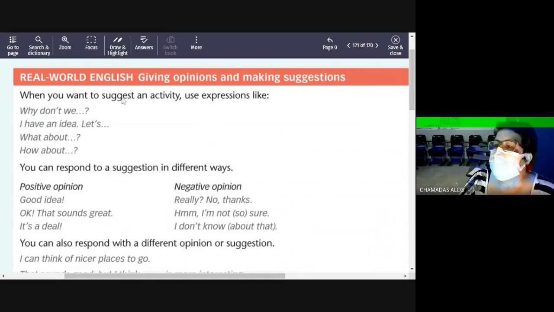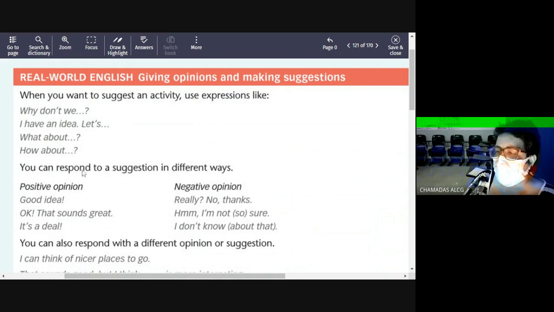Okay. So when you want to suggest an activity, use expressions like, we can say, why don't we go to Phoenix, for example? Or, I have an idea. Let's go to Phoenix. Or, what about Phoenix? Or, how about Phoenix? So we can say, what about, or how about? Okay?